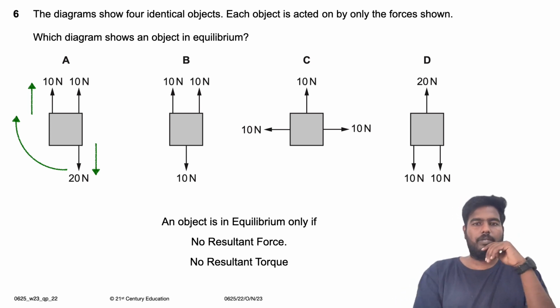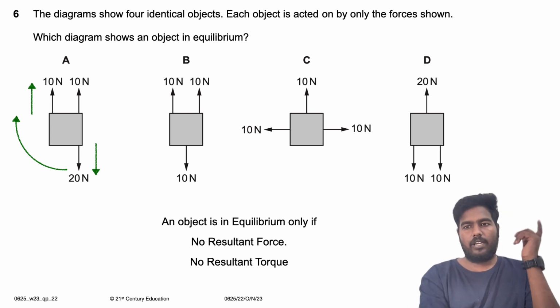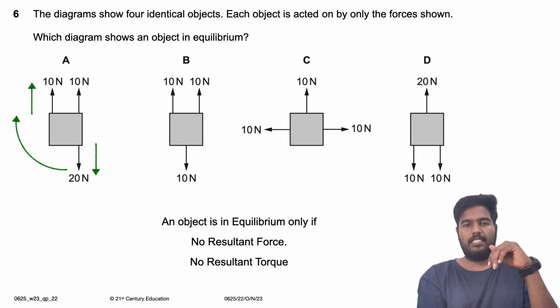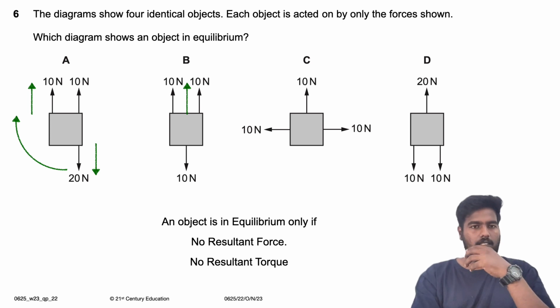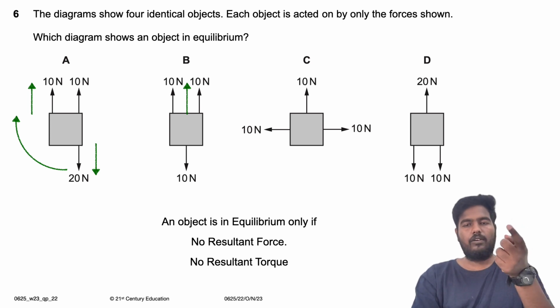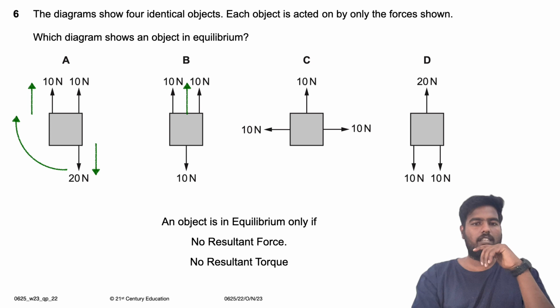Let's look at object B. So we have two 10 newton, meaning 20 newton working upwards and then 10 newton downwards. So the resultant will be 20 minus 10. So we will have 10 newton upwards force. So this is a 10 newton upwards resultant force. So this is not in equilibrium.